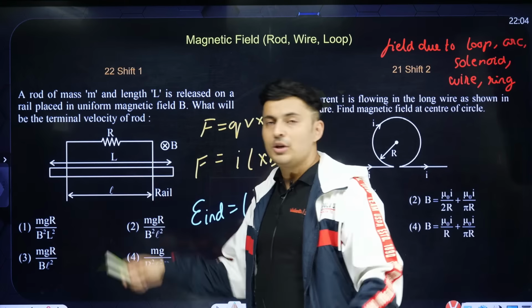Okay, so these are the formulas which I just mentioned to you. Long wire or a loop or an arc, all these things might come. Then dielectric constant and capacitance has also come multiple times.